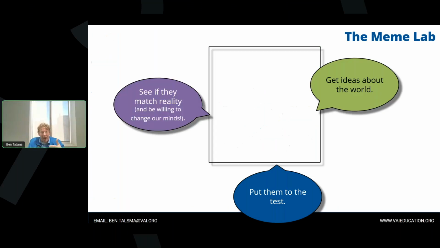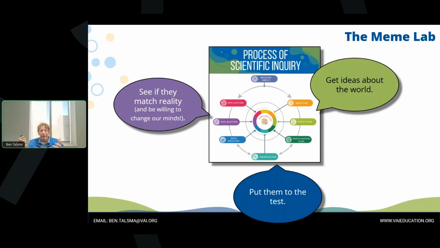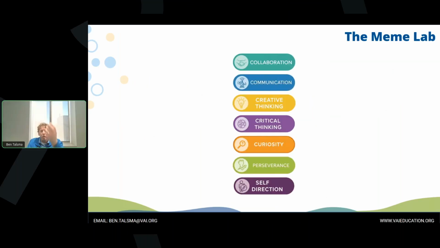Then checking our ideas to see if they match reality. And if they don't, we can change our ideas and get new and better ones. That's the fundamental power of science. Along the way, we use what we call our 7 success skills. All of these skills help us to do that science, to think scientifically in a way that really helps us get smarter about our world.